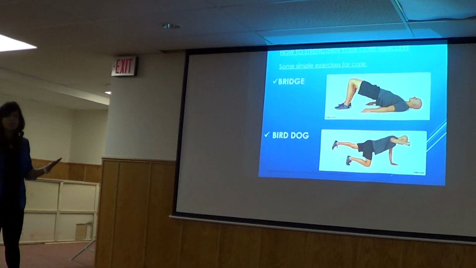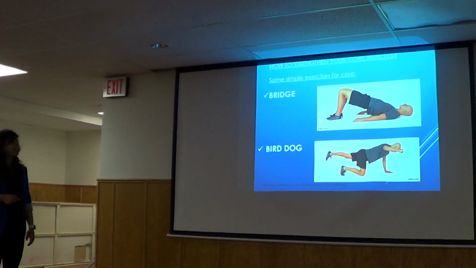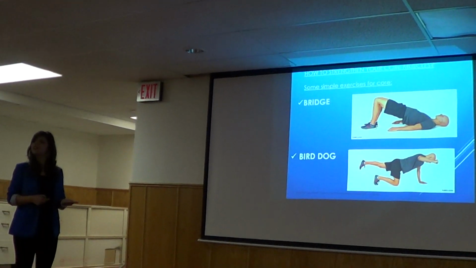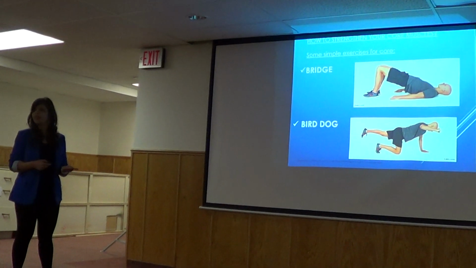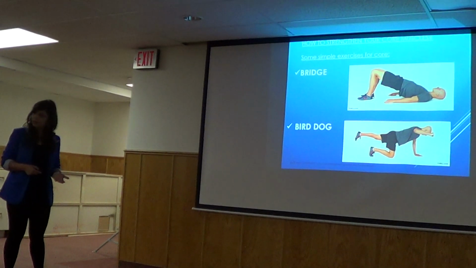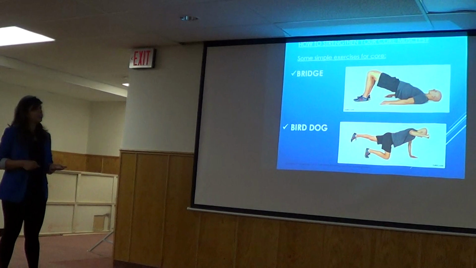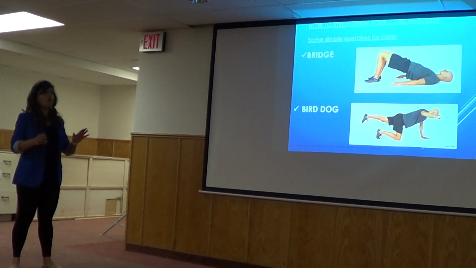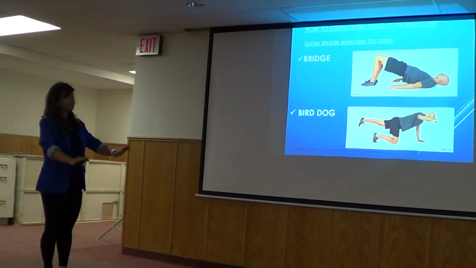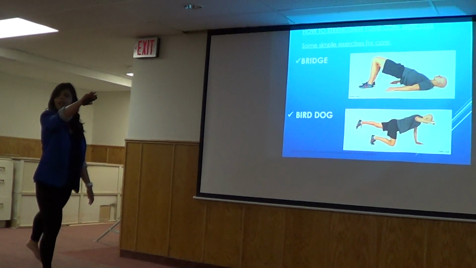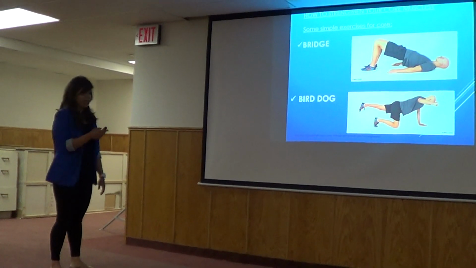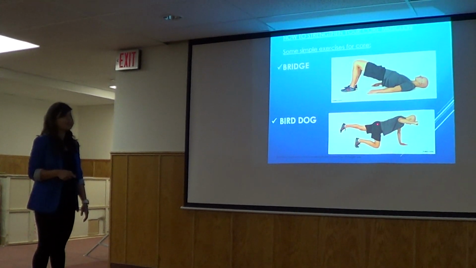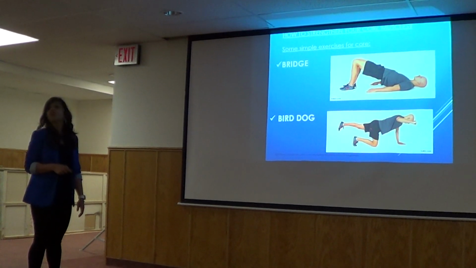A bridge. So we lay like that, lift our bum up, hold them there in that position for 1, 2, 3, whatever you can, and then bring them down. Another exercise that we can do is called a bird dog. We go on our hands and knees, lift one arm and one leg up at the same time. This works on the muscles here because you are maintaining that position and hence working on your core muscles.